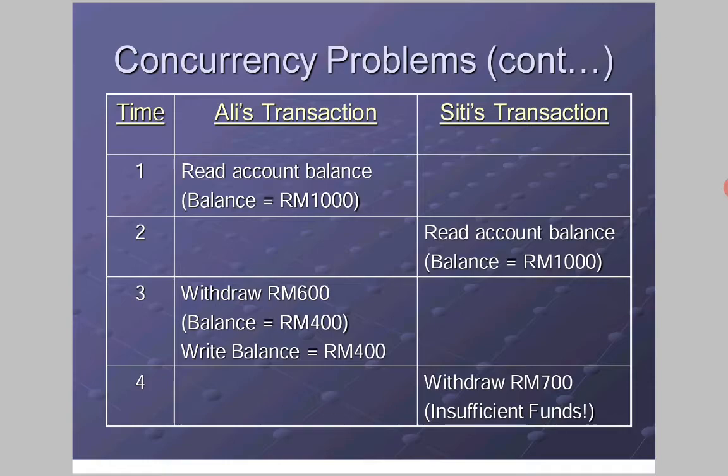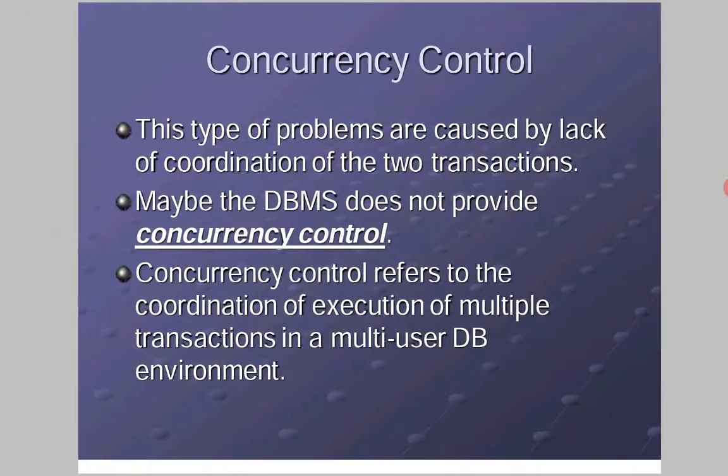This is an example of how concurrency may exist. One user is trying to read the account balance, and another user is trying to read the account balance too. The first user tries to withdraw some amount, and at the same time the second one tries and fails. So in this situation concurrency may exist.